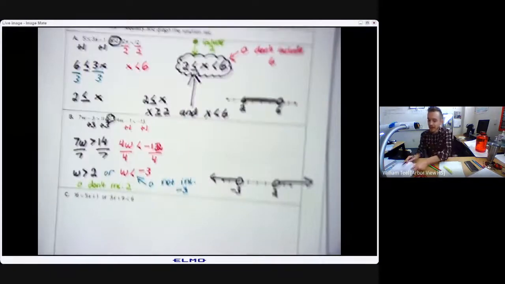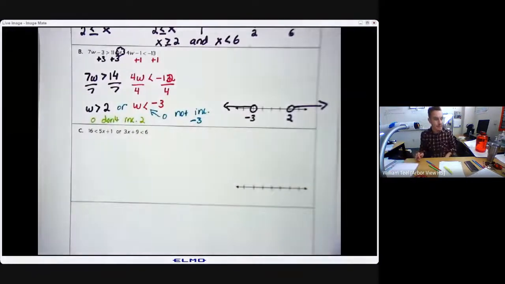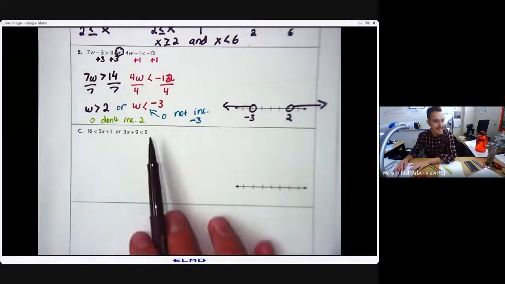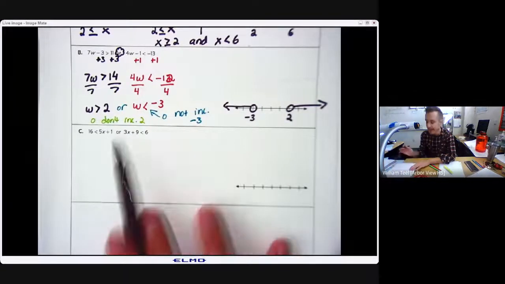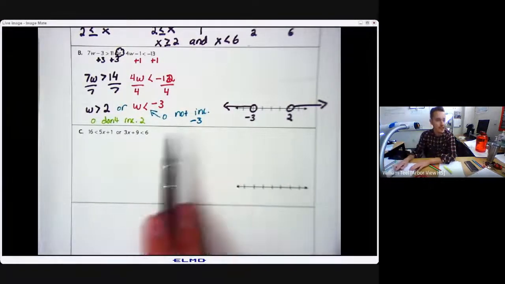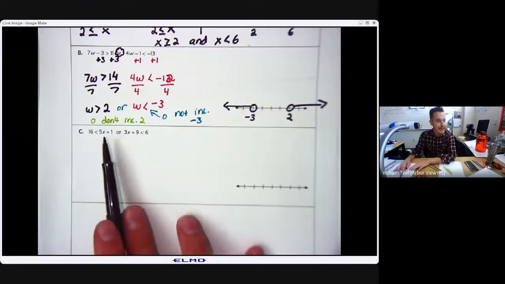All right, let's look at part C. So for part C, we have 16 is less than 5x plus 1, or 3x plus 9 is less than 6. Once again, we have an or compound inequality happening. So those are going to go off in separate directions, just like we had above. So let's go ahead and solve these separately.